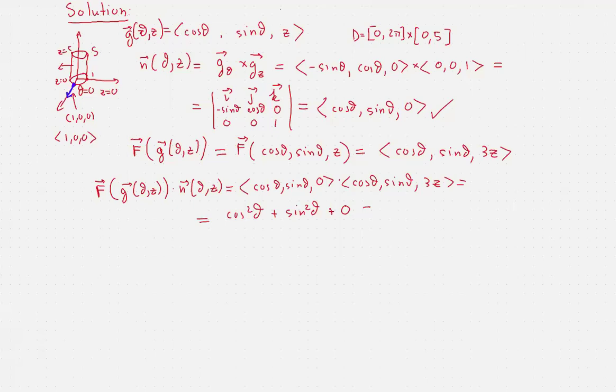So what we need to do eventually is just integrate this over the domain of the parameterization. And of course, what we get is the area of the rectangle. So we will get 2 pi times 5, which is equal to 10 pi. And this completes our exercise.